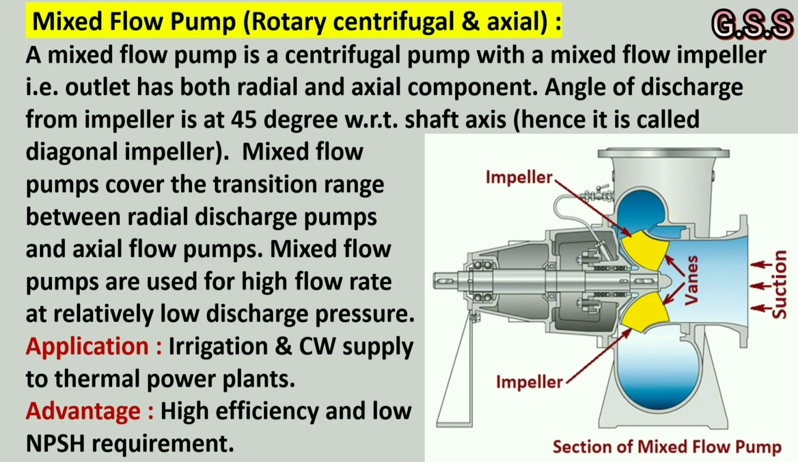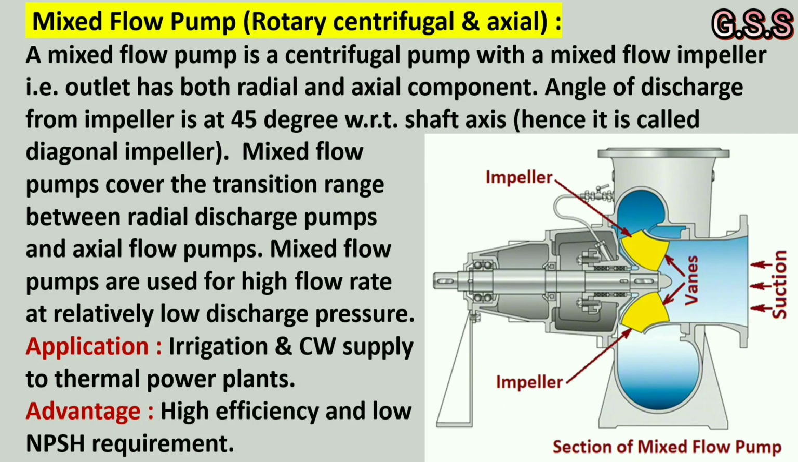A mixed flow pump is a centrifugal pump with a mixed flow impeller. That means the outlet has both radial and axial components. The angle of discharge from the impeller is at 45 degrees with respect to shaft axis. Hence it is called a diagonal impeller.